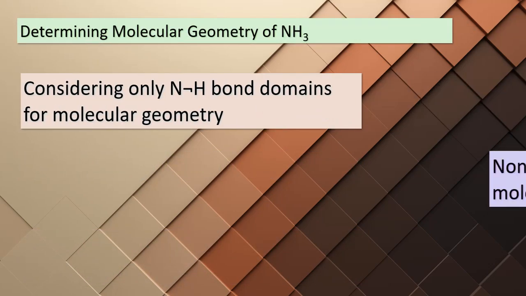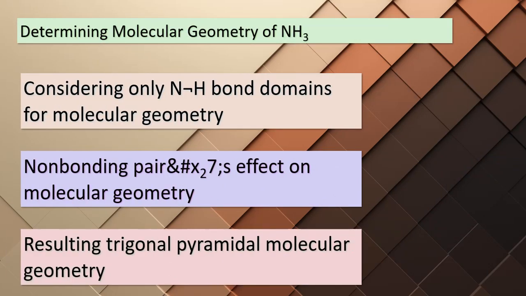Moving right along, let's transition from electron domain geometry to molecular geometry. We're interested in the arrangement of atoms within the molecule itself. To do this, we focus only on the three NH bond domains, disregarding the non-bonding pair for now. This shift in perspective takes us from tetrahedral to trigonal pyramidal geometry. The non-bonding pair's presence causes this alteration, leading to the distinctive shape we observe in molecules like NH3.